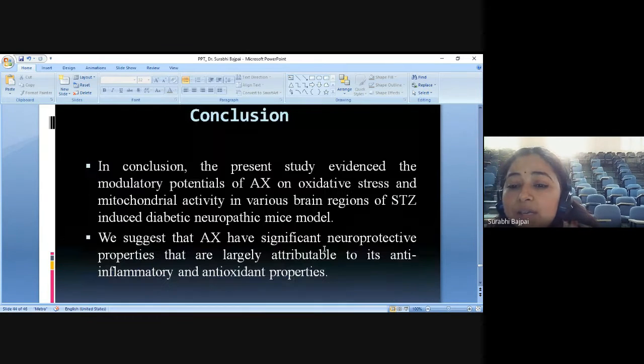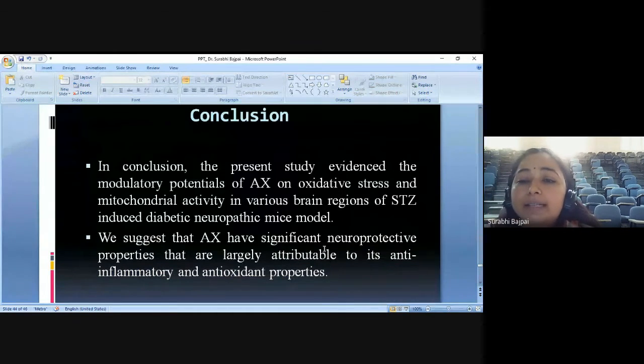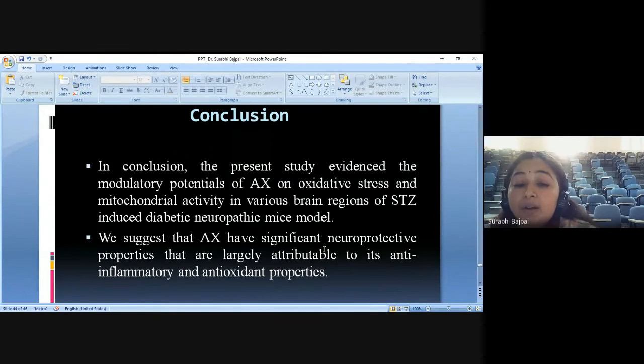So with all this data, we could conclude that in the present study, we could evidence the modulatory potential of astaxanthin, of course, a natural compound which does not have any side effects. The plus point is that it does not have side effects on other cells. And it also controls the oxidative stress and improves the mitochondrial activity by enhancing the mitochondrial enzymatic activity in the various brain sections of the diabetic mice.